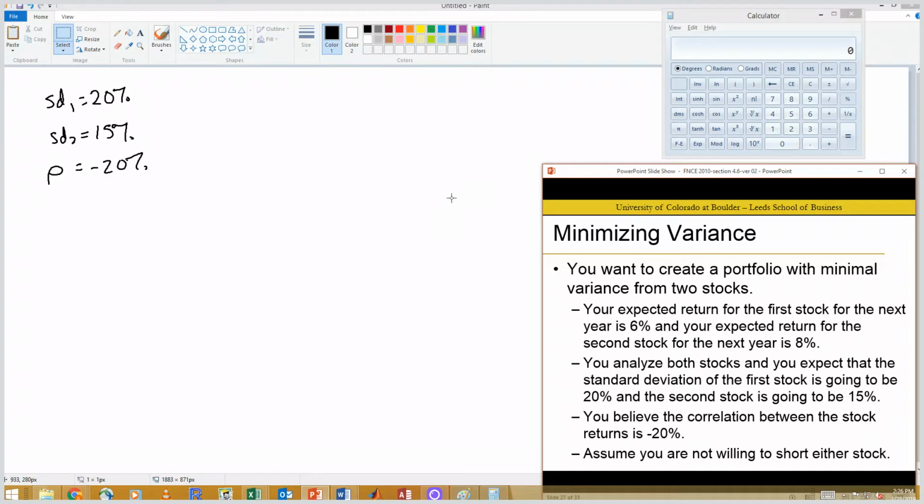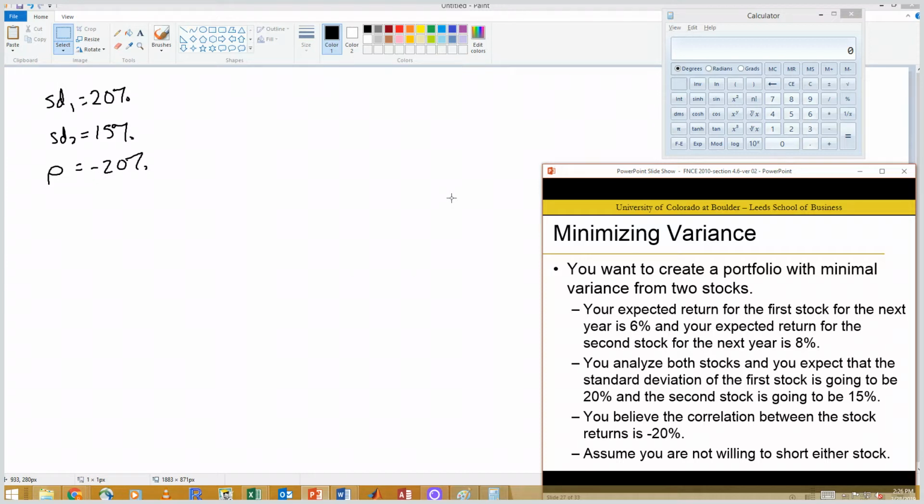minimum variance. Okay, so we have the expected return for the first stock is 6%. The expected return for the second stock is 8%. The standard deviation of the returns for the first stock is 20%. The standard deviation for the returns of the second stock is 15%. And the correlation between those returns is negative 20%.